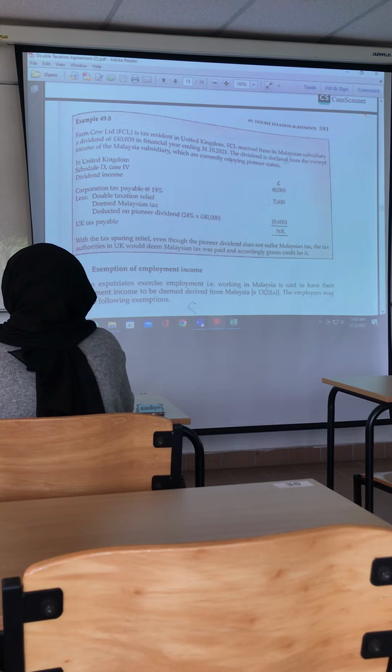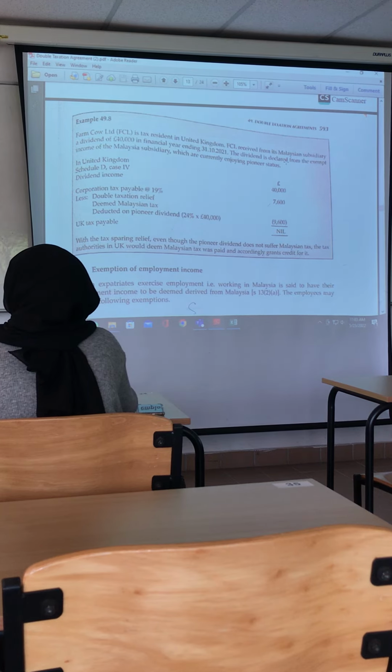But because of the tax sparing incentive, it's deemed that you pay tax at 24%. So because of that, you should have to pay 7,600 pound to the UK. But because of the tax sparing incentive, there is deemed tax paid of 24%. So 7,006 compared with 9,006, so you don't have to pay anything.